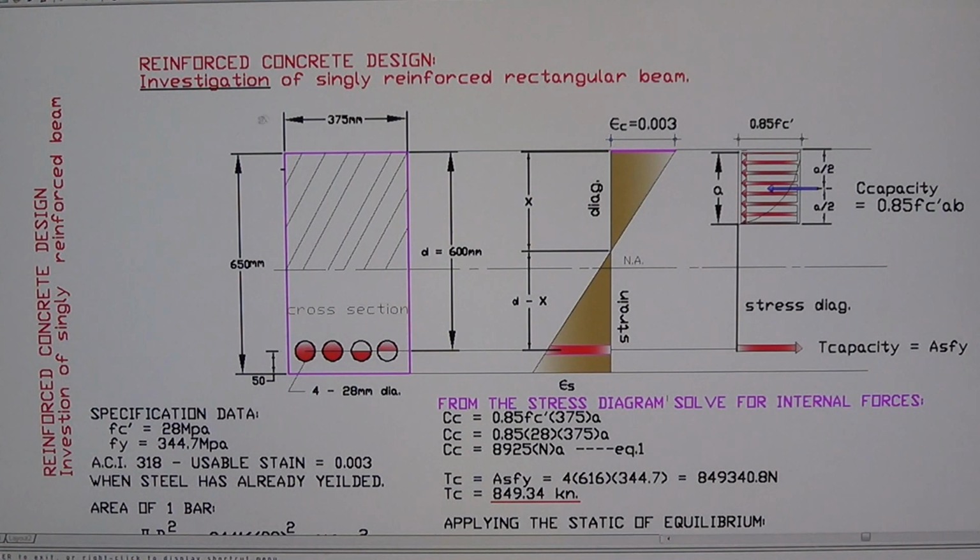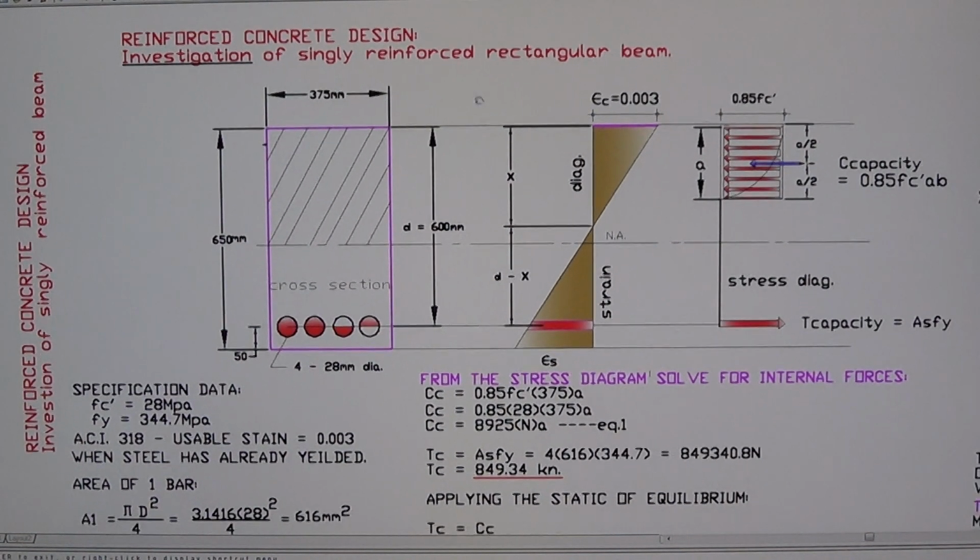This is the reversal of the design. In design, you have the moment and you calculate the dimensions of the beam and the sizes of the reinforcement. Here we have the sizes and cross-section of the beam, and we have to determine the maximum moment capacity of the beam. This process is called investigation. Okay, investigation. Let's start the investigation now.